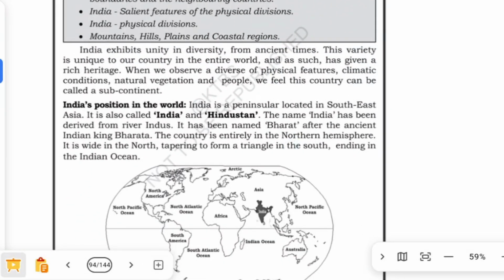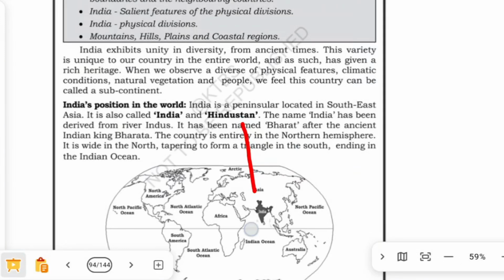India exhibits unity in diversity from ancient times. This variety is unique to our country in the entire world. Because of its rich heritage, the diversity in physical features, climate conditions, and natural vegetation are all the main reasons why India is called unity in diversity.